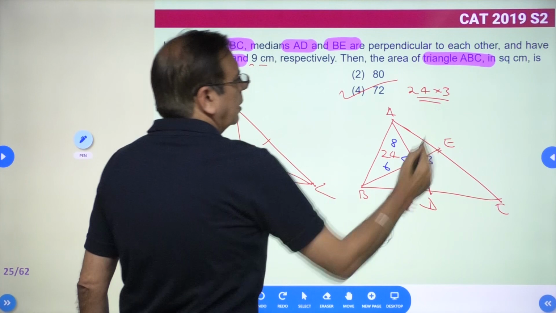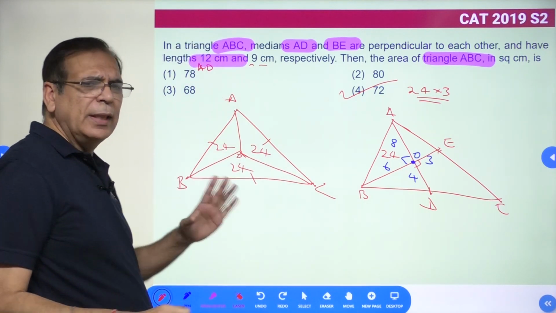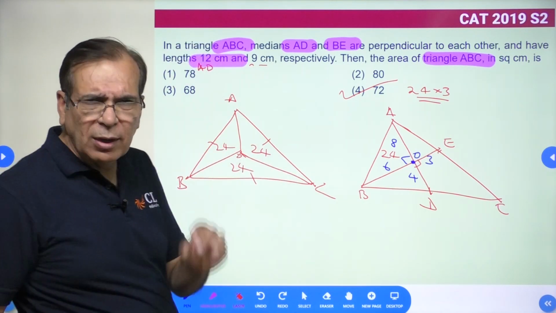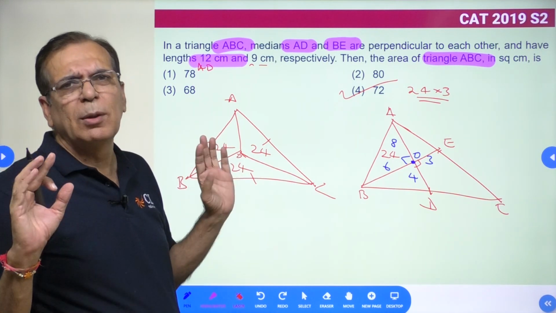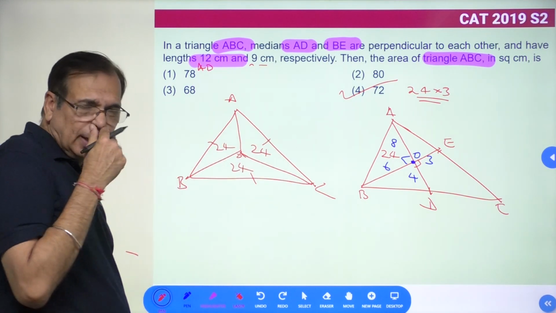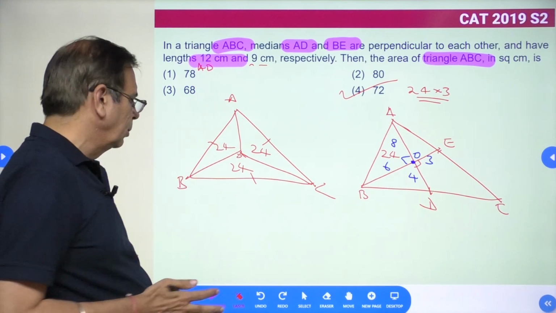Geometry, you don't need too many concepts. You should know the centroid. What does the centroid do to the medians? What happens to the area? So these are the broad things. If you remember, geometry can be handled very easily. You don't need to remember all those stupid theorems.